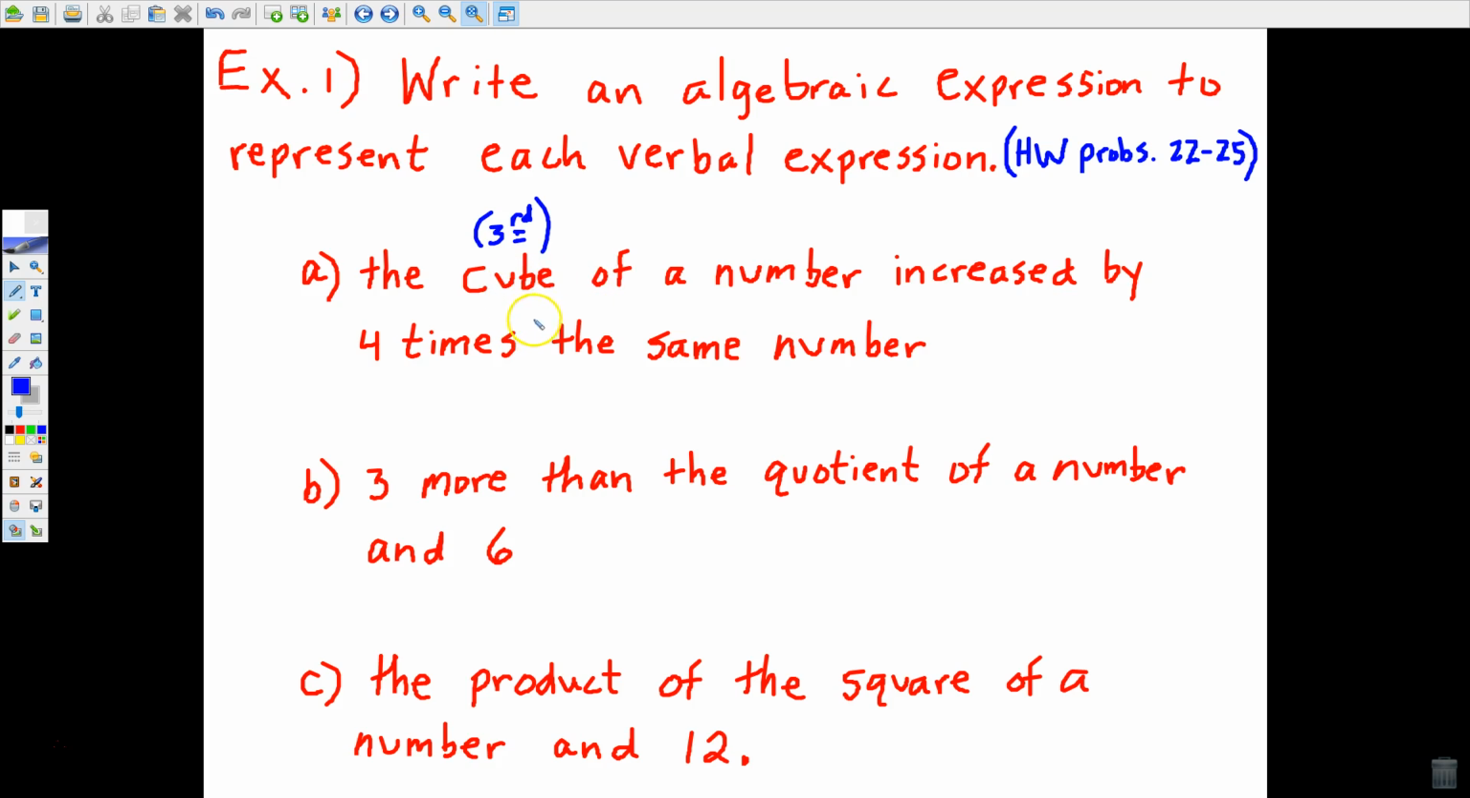Notice it doesn't say the cube root of a number. Some people get a little confused there. Completely different thing when we say cube root. That's using a radical, and you won't have to deal with that in this lesson.